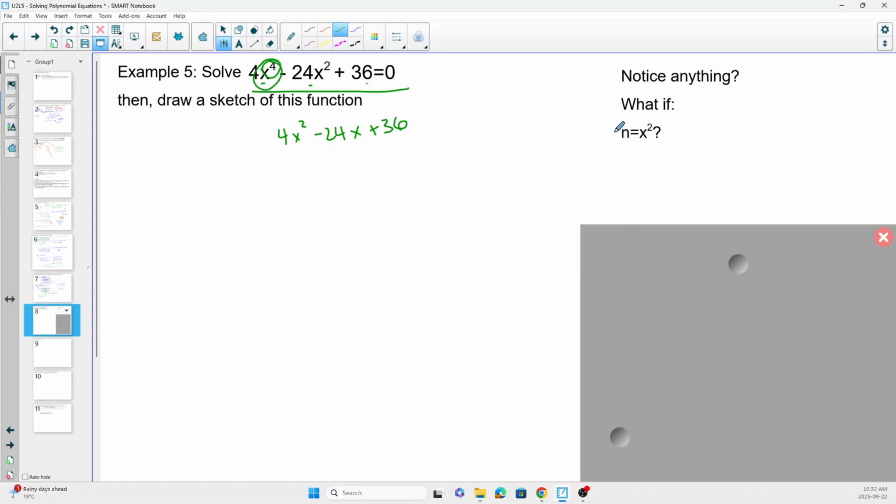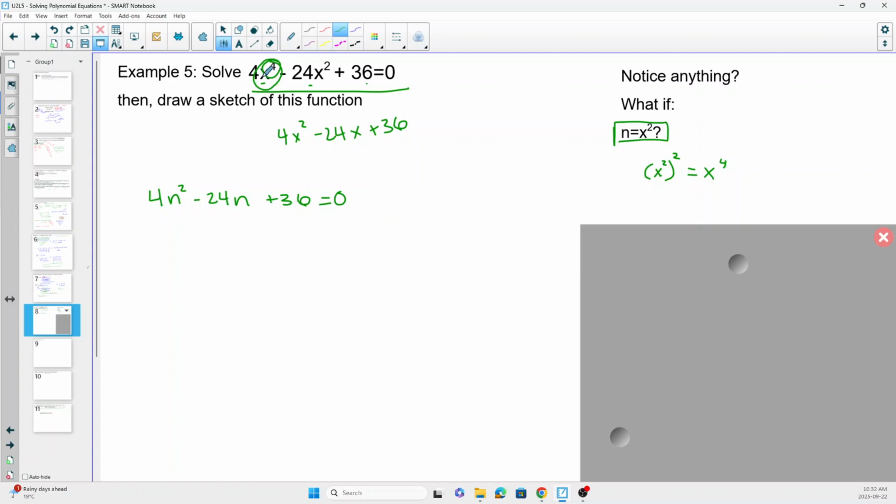So we're going to do a little substitution. We're going to say, okay, well then let's just call x squared n. And so instead of x to the power 4, if we had to make that in terms of n, n being x squared, we would need to square it to get back x to the power of 4. So we need to square n. So we could rewrite this as 4n squared. We're replacing x squared. Anywhere we see x squared, we're replacing with n. So minus 24n plus 36 equals 0.